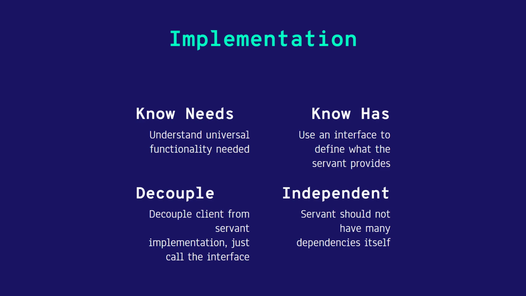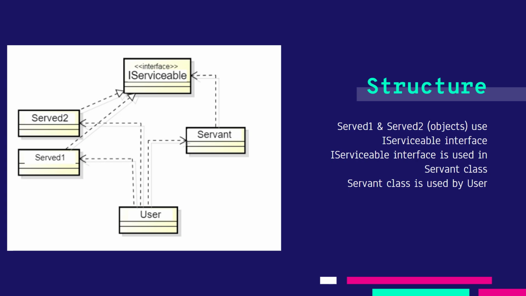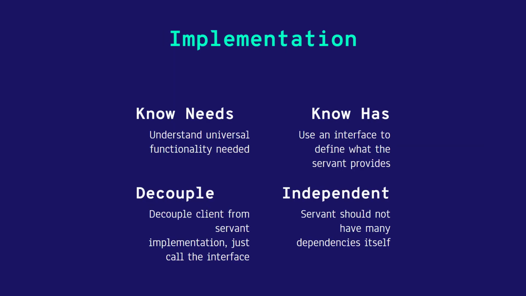A couple points to use this effectively. We should be decoupling the client from the servant implementation. We just call this interface. If you remember back here, the interface is the heart of this structure. Everything connects to it. And we'll see exactly what that means. And independent, lastly. The servant shouldn't have dependencies of its own. We are having the served depend on it. It should not be the other way around. The servant should work pretty much on its own.